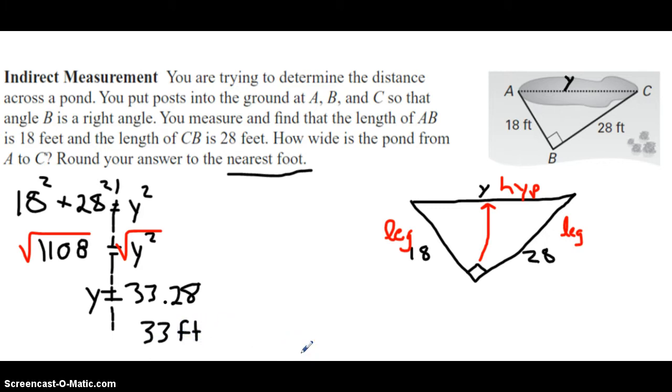33 feet across. It's always easy to judge if your answer is correct. Does that make sense looking back at the picture? We've got lengths of 18 and 28. Of course, the hypotenuse is going to be the longest side, so we expect something longer than 28. And so 33, of course, fits into that. If you get an answer like 1,000, probably something went wrong. That just wouldn't make sense for the picture that we're shown. So you can assume that the picture is going to have some relevant information to check your answer.